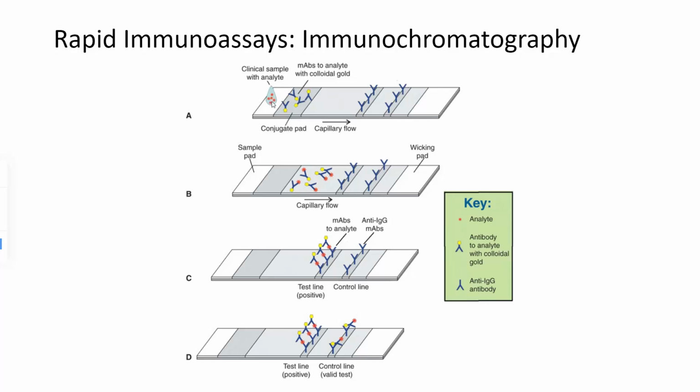The clinical sample is going to wash these antibodies. It's going to come down here, and then if the antigen is present in the clinical sample, it's going to bind to this antibody, and then the labeled antibody is going to bind, producing the color change. And then it's going to keep going, and this is going to bind to the sample. If the control line is colored, that means that the test is valid. If the test line is colored, that means that the person has what we were testing for.